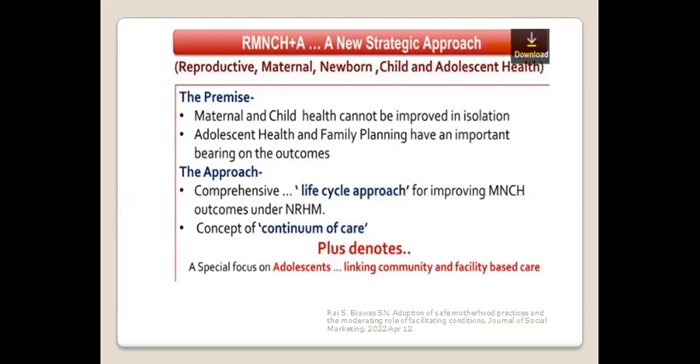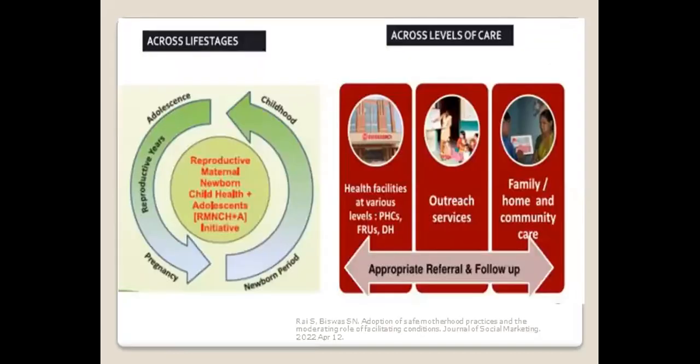The two approaches mentioned in this program are the life cycle approach for improving maternal, neonatal and child health, and the concept of continuum of care with a special focus on adolescents, linking community and facility-based care. These run across life stages, which include the reproductive, maternal, newborn, child health, and adolescent initiative. The across life stage approach includes the newborn period, then the childhood period, then the adolescent period, and then pregnancy, which is the reproductive years.